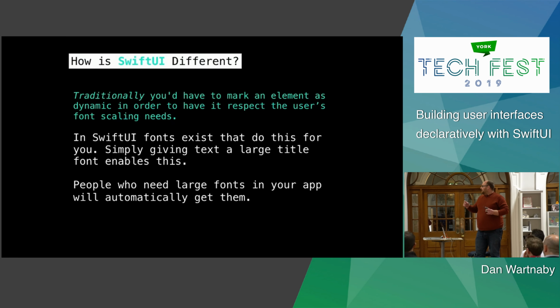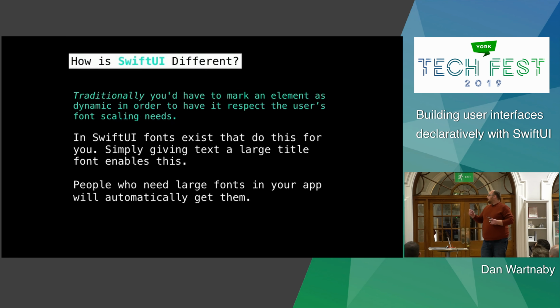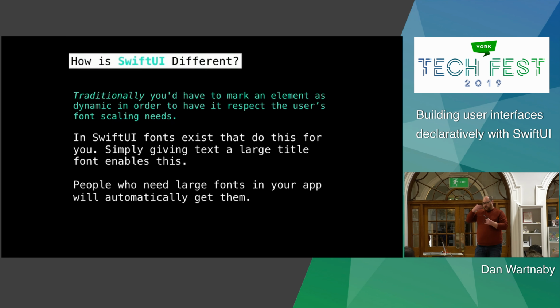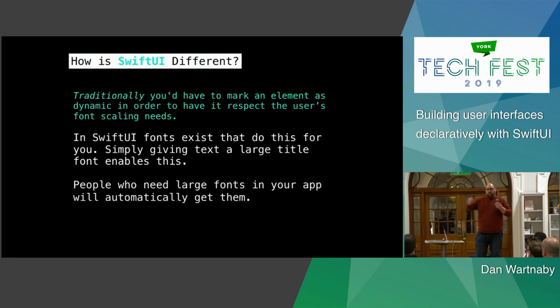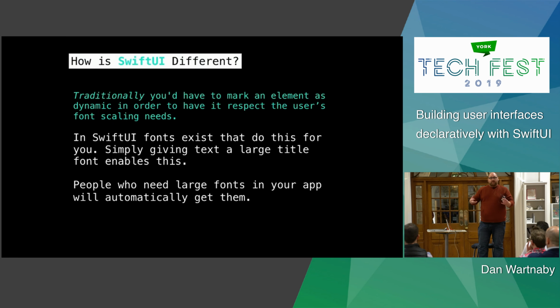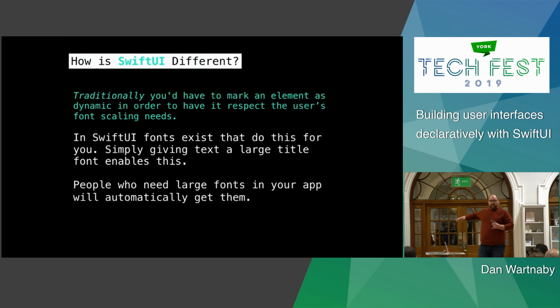Traditionally, again, last year, you'd have to mark an element as dynamic in order to have it respect the user's scaling font needs. So somebody who's got low visual impairment will naturally pump up the size of their UI. We used to have to explicitly state where that happened. That just happens for free in SwiftUI. It's really great.